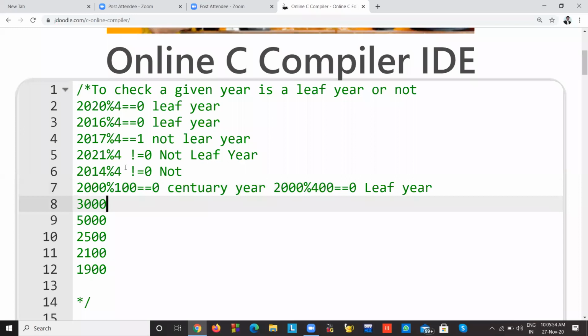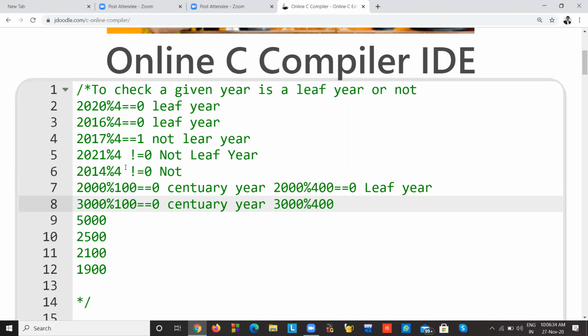Now, is 3000 a century year or not? When you divide this 3000 with 100, the remainder is 0. Yes or no? Yes, the remainder is 0. I'm waiting for your reply actually. So therefore it is a century year. Since it is a century year, in order to check whether it is a leap year or not, don't divide with 4, divide with 400. Now tell me the remainder. Is it 0 or not 0?